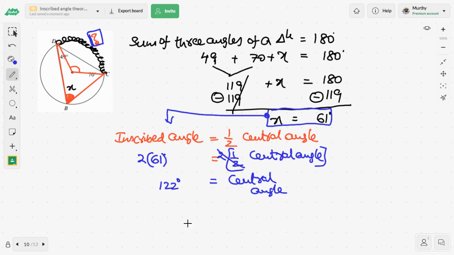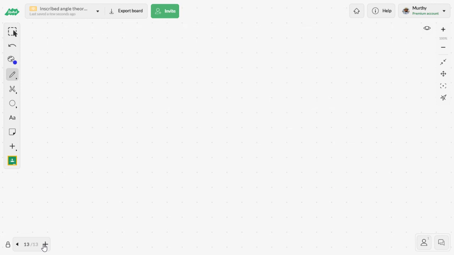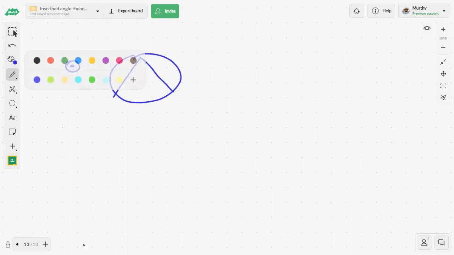Okay, let's quickly summarize whatever you have learned in today's class. Point number 1: if there is a circle, this is called the inscribed angle and this is called the central angle. The relation is, if the inscribed angle is x, the central angle will be double that, 2x. Or I can say that the inscribed angle is half of the central angle.